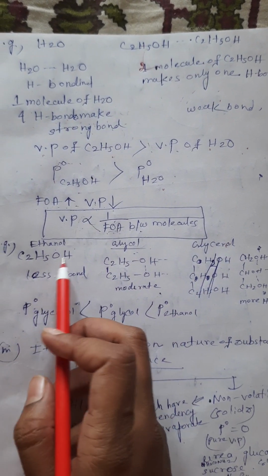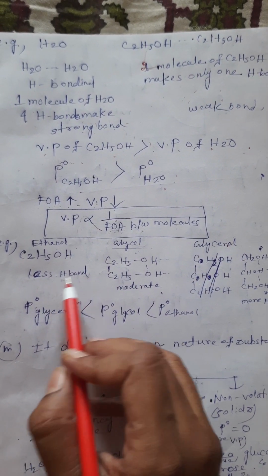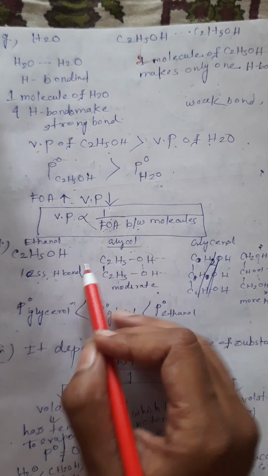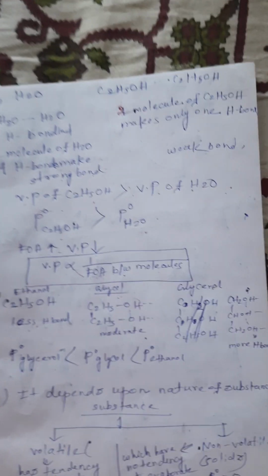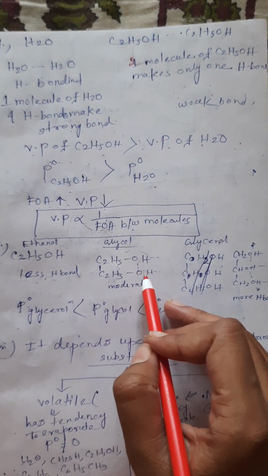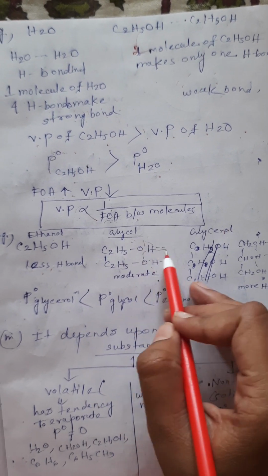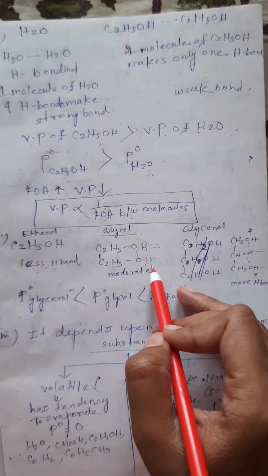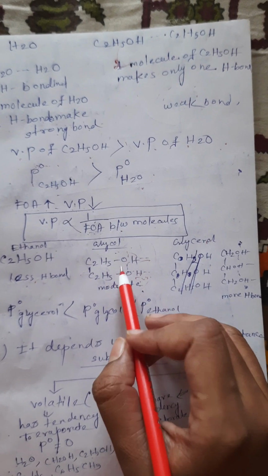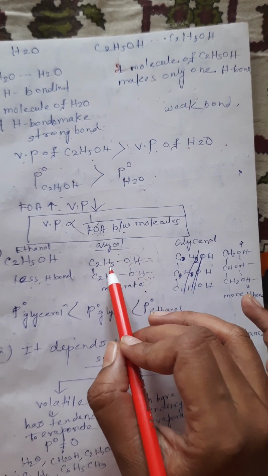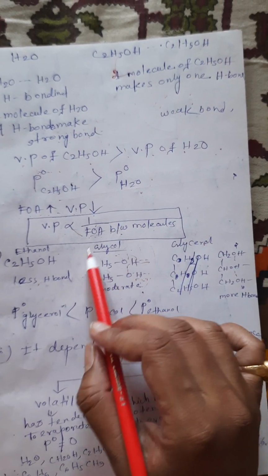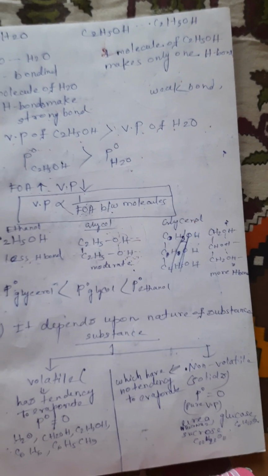In case of ethanol, a smaller number of hydrogen bonds is present, only 1 hydrogen bond. This is the structure of glycol. How many hydrogen bonds will be present here? 1, 2, 3 and 4. Four hydrogen bonds are possible in glycol.